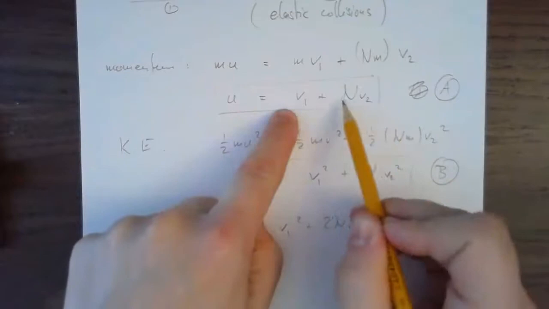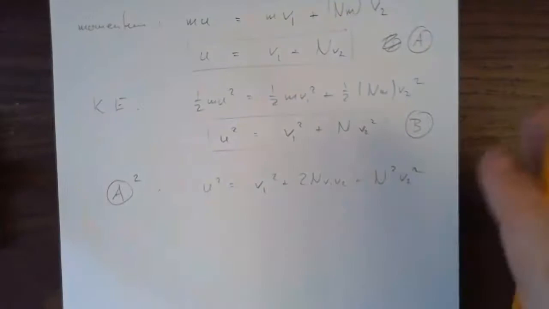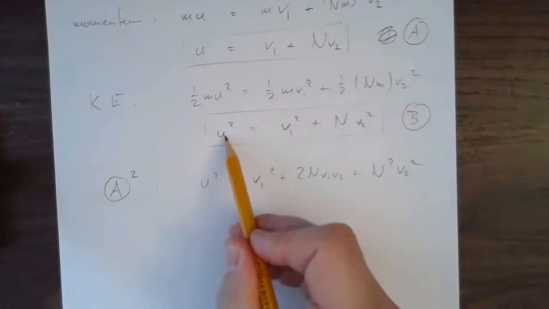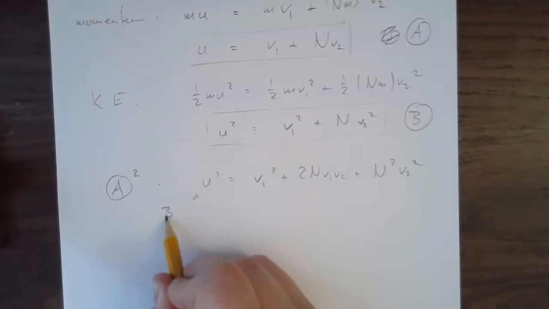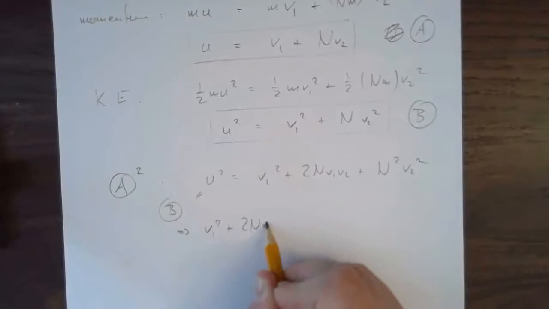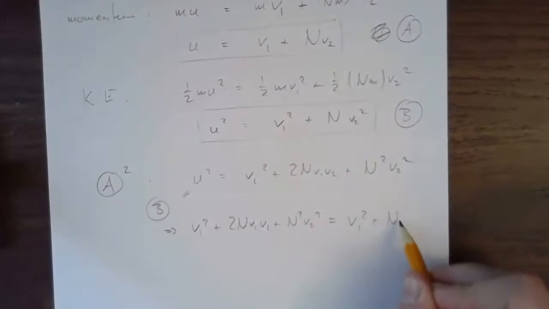Notice that gives me a cross term in the middle as well. Again, with any kind of algebra we do, pause the video if you're not entirely sure, to make sure you could follow the steps yourself. Why did I do that? Because then this left-hand side is equal to the left-hand side of B, so this one is equal to equation B, u squared. That means I can eliminate u. I can write v1 squared plus 2n v1 v2 plus n squared v2 squared, and this is equal to v1 squared plus n v2 squared.